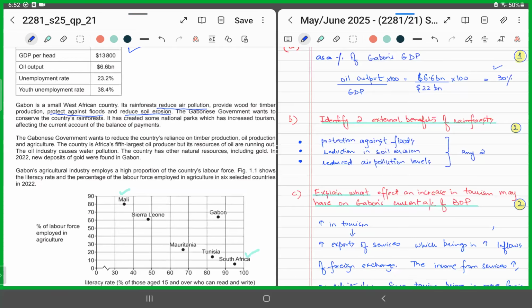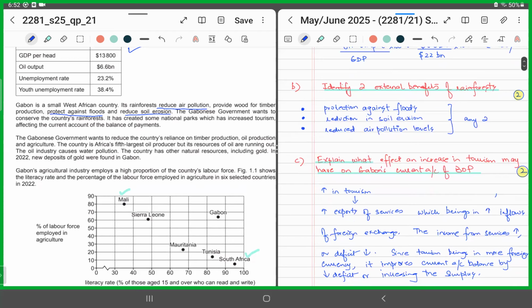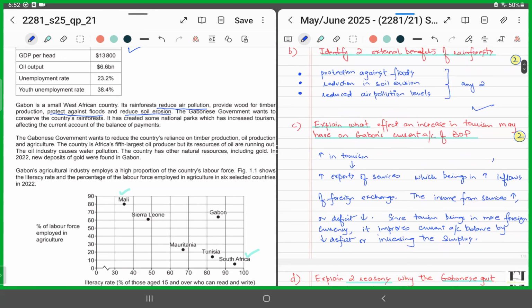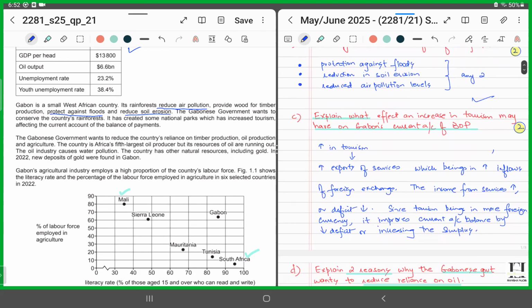All right, part C. Part C asks us to explain what effect an increase in tourism may have on Gabon's current account of balance of payment. So now what is tourism? Tourism is an export and services. So when Gabon is going to experience an increase in its tourism, which means it is experiencing an increase in its export of services, it is going to bring in foreign exchange. So when foreign exchange inflows are going to be received by Gabon, this means that its income from services is rising.